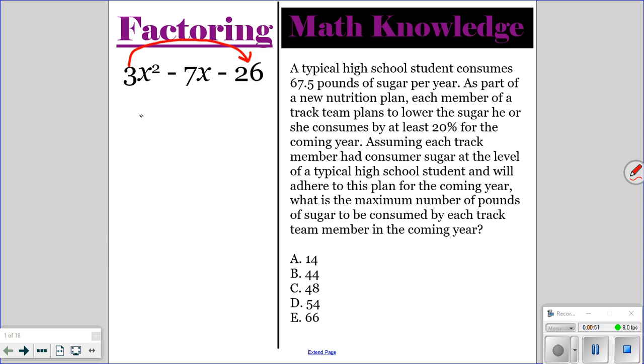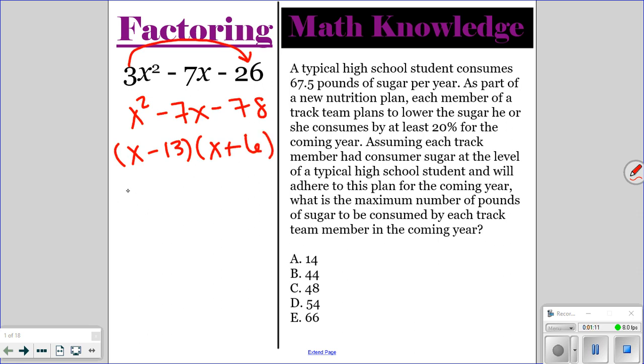All right, so you're going to remove the 3 by multiplying it by the 26. So it's going to become x squared minus 7x minus 78. And then we're going to factor this. And so it's going to be x minus 13 and x plus 6. Then you're going to replace the 3 that you removed in the beginning.